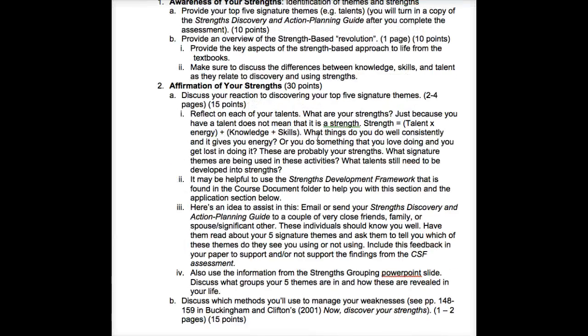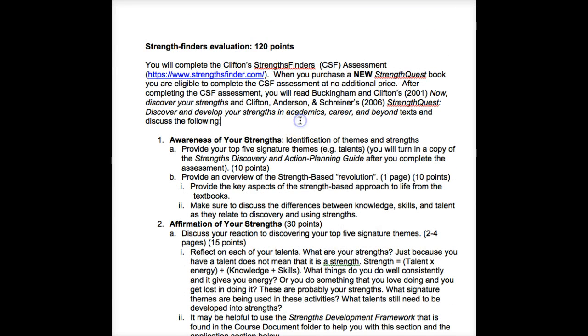I really hope that you learned a lot about yourself through this assignment. Oh, I do have a rubric for this assignment, so you can download that rubric. In the class, I have that. I really hope you learned a lot about yourself through this assignment.